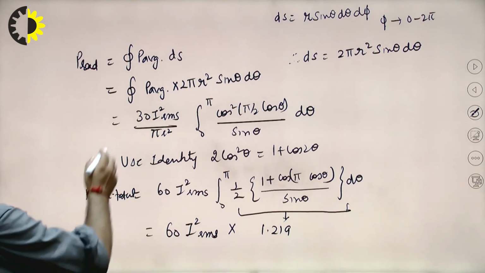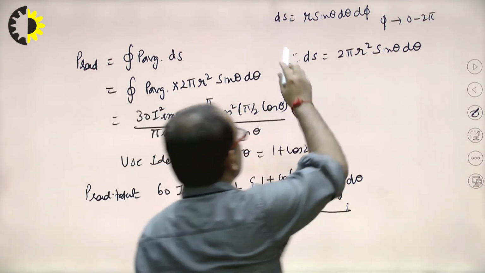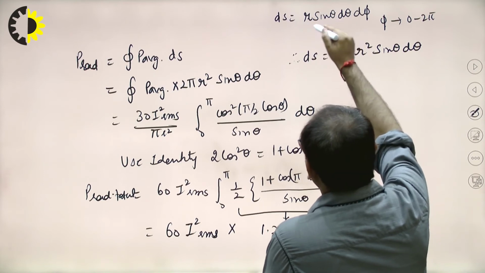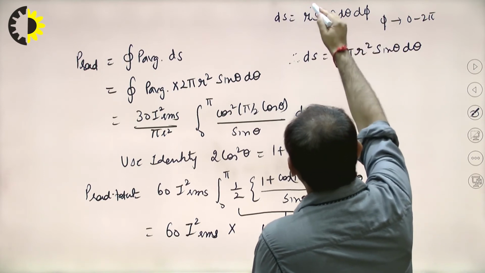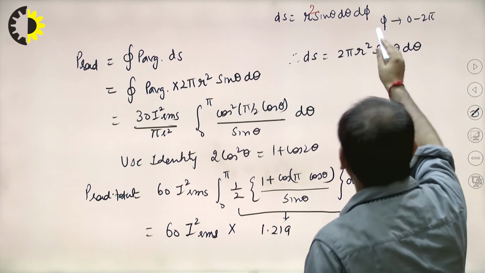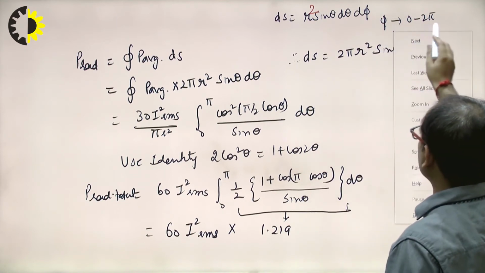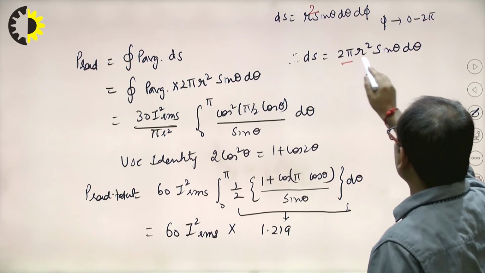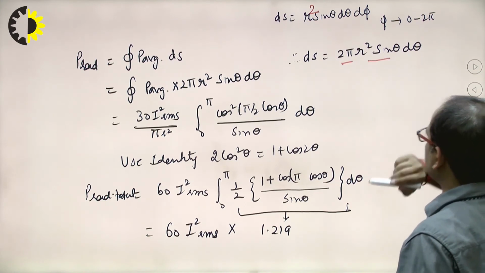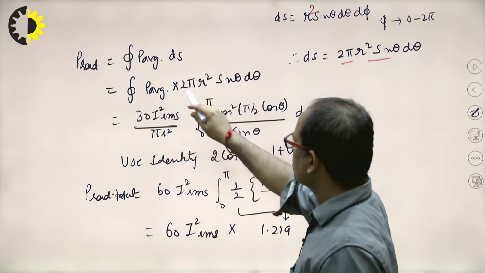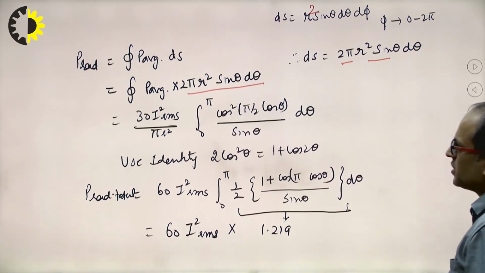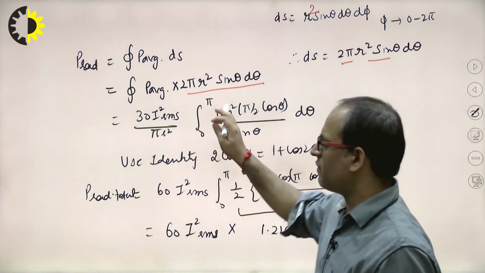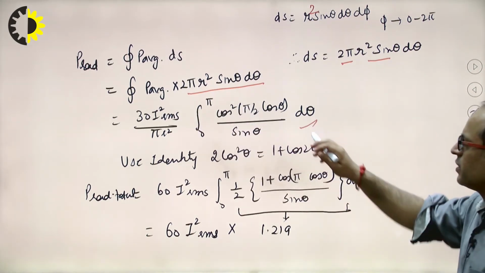Now integrate this one. You know that dS equals r squared sin theta d theta d phi. Clear? So integrate phi from 0 to 2 pi. On integrating phi from 0 to 2 pi, you will get 2 pi r squared sin theta d theta. Clear? Just put this value, 2 pi r squared sin theta d theta.